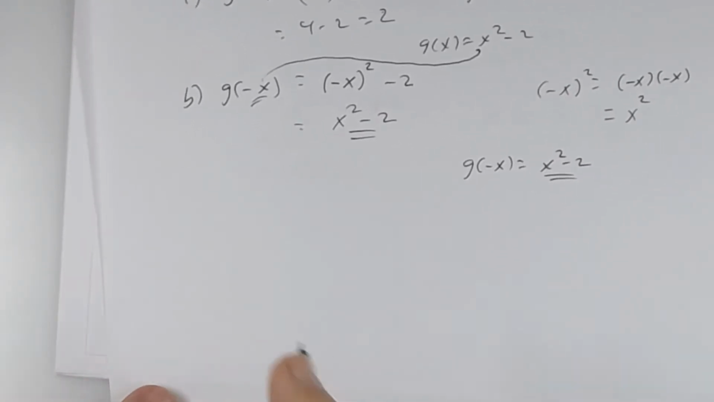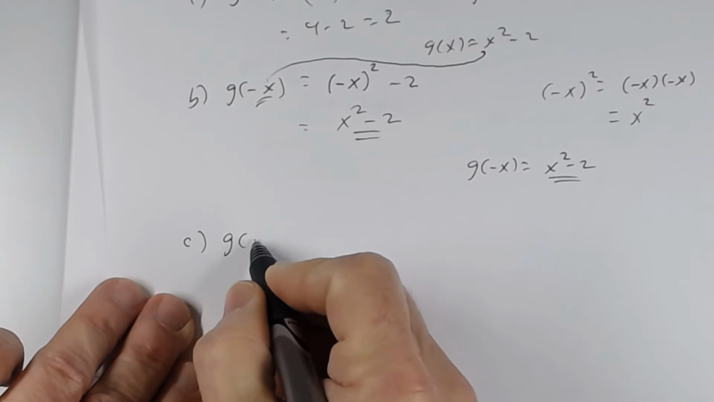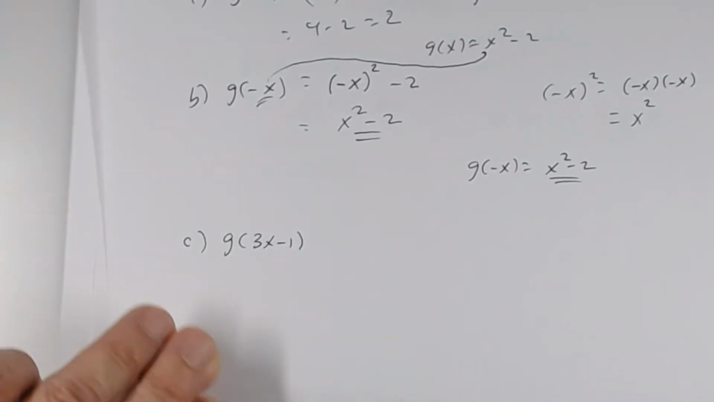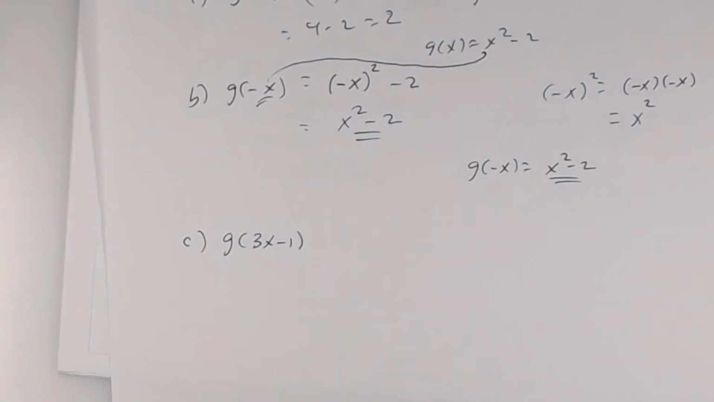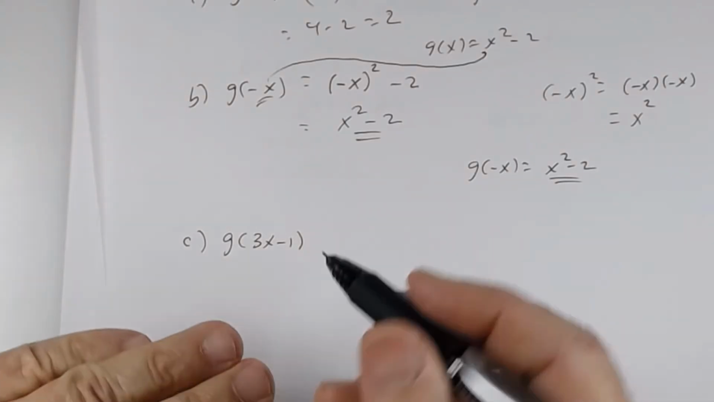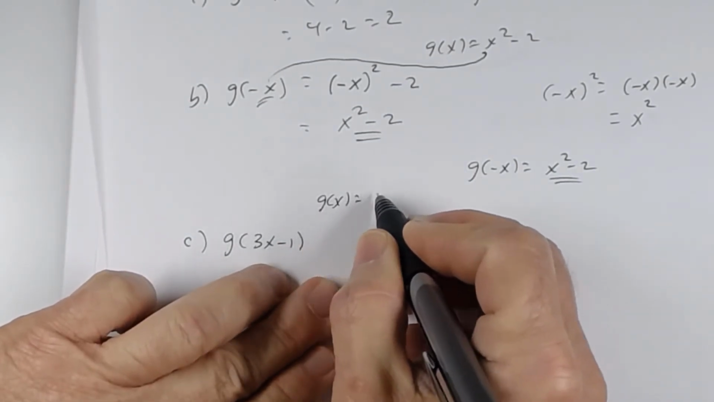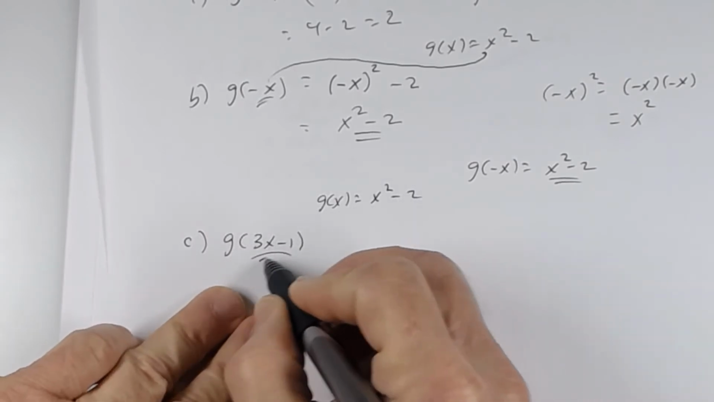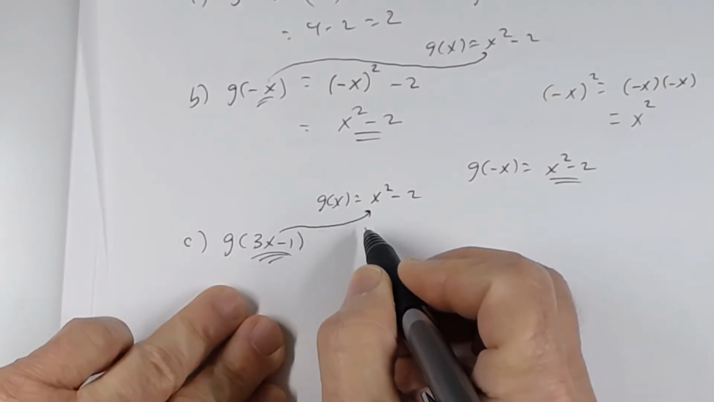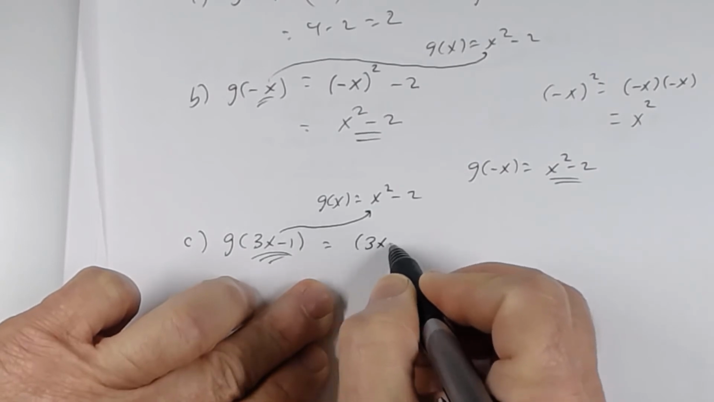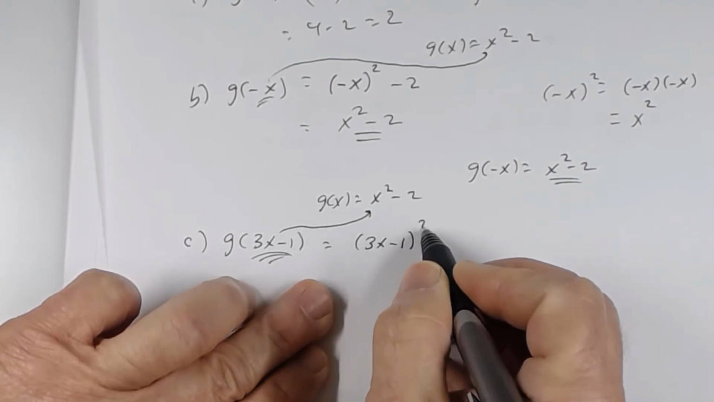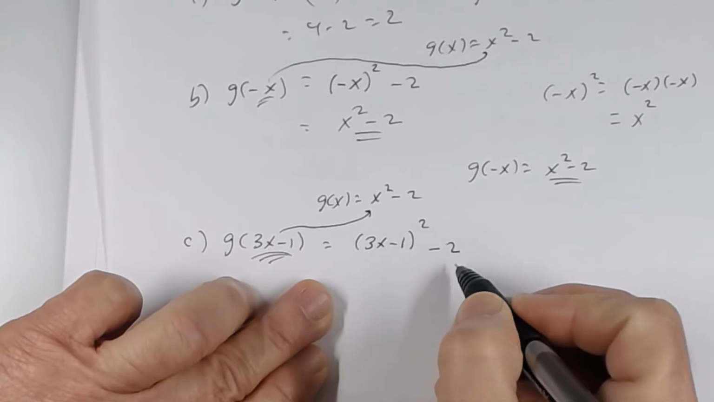All right. Part C. Suppose you want to find g of 3x minus 1. Where we see the variable x, we substitute 3x minus 1. All right, so no big deal. You dealt with that before. So remember, g of x is this, x squared minus 2. So where we see the variable x, you're going to substitute 3x minus 1. So that's 3x minus 1 in parentheses, but what do I do to that? Square it, and whatever that is, I'm going to subtract 2.